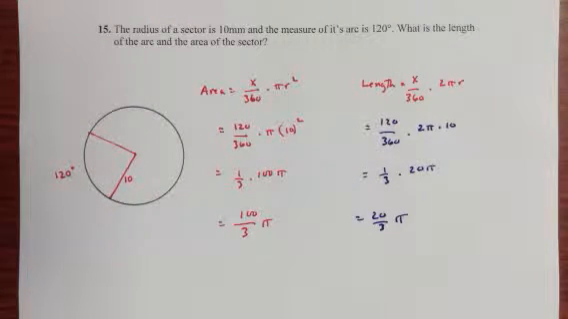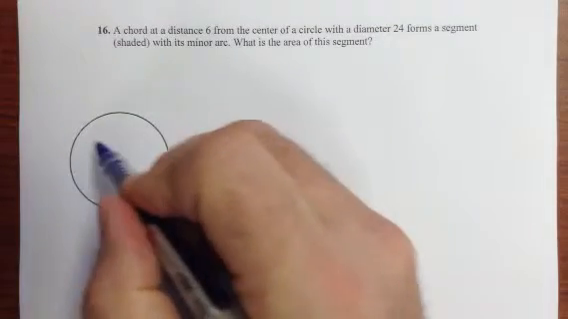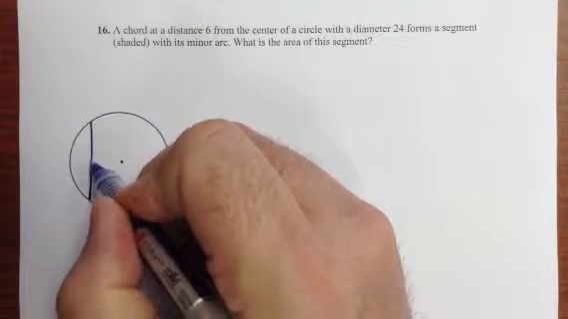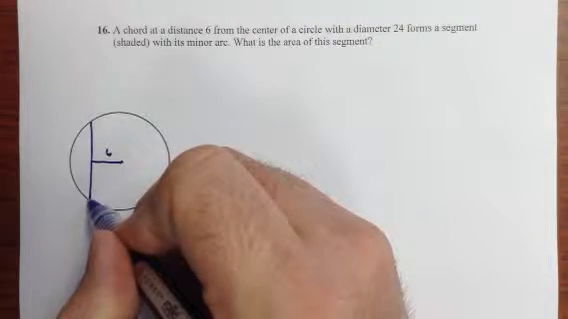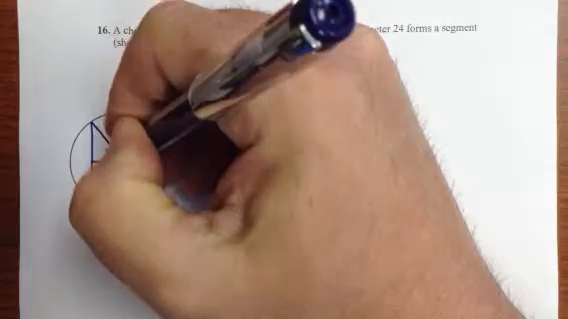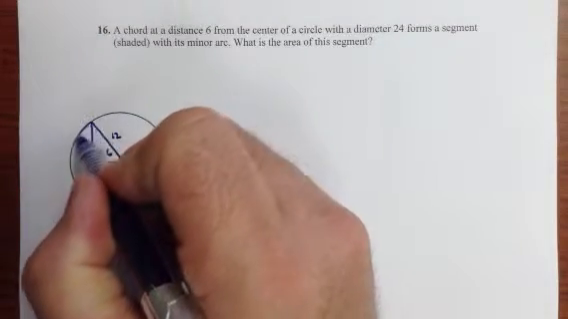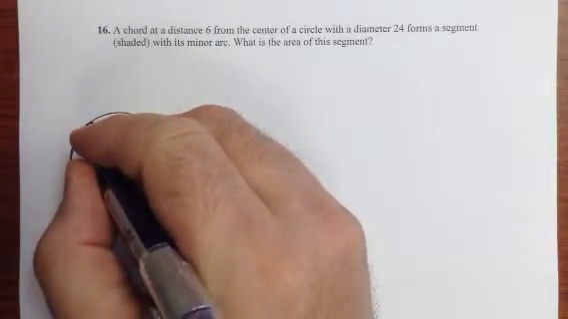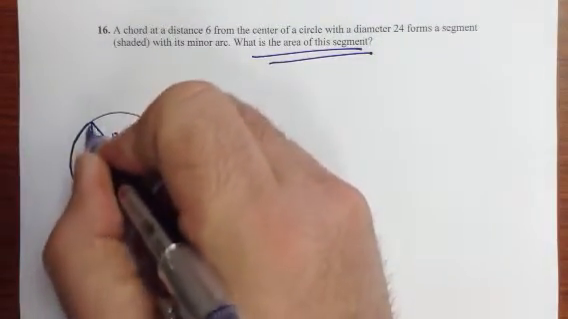Arc length and area of a sector. A chord at a distance of 6 centimeters, diameter is 24, forms a segment, a shaded region with its minor arc. What's the area of the segment? We never use this terminology, so I will not use this terminology on the final. But this is what the picture would look like.